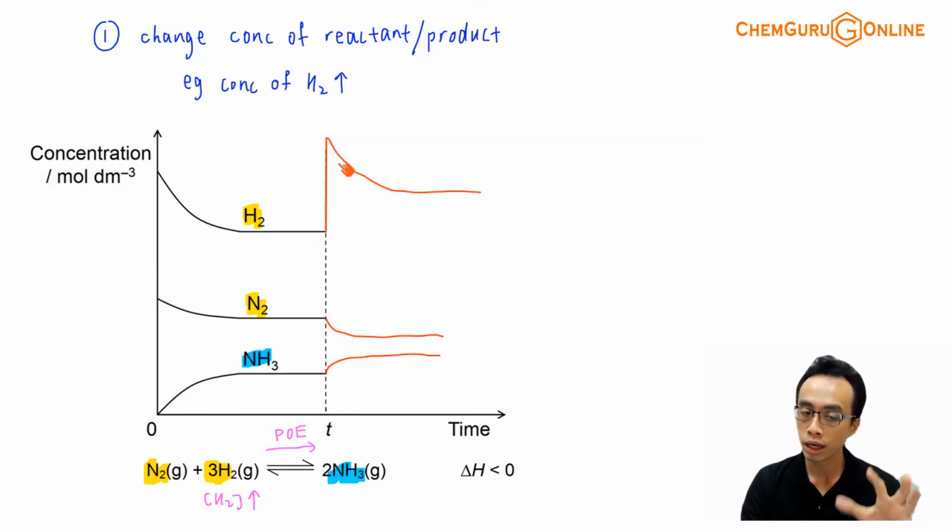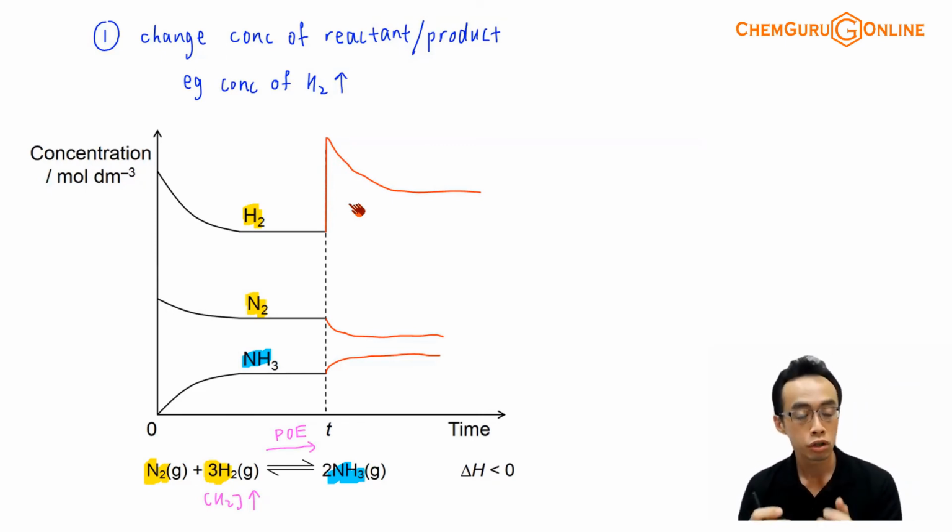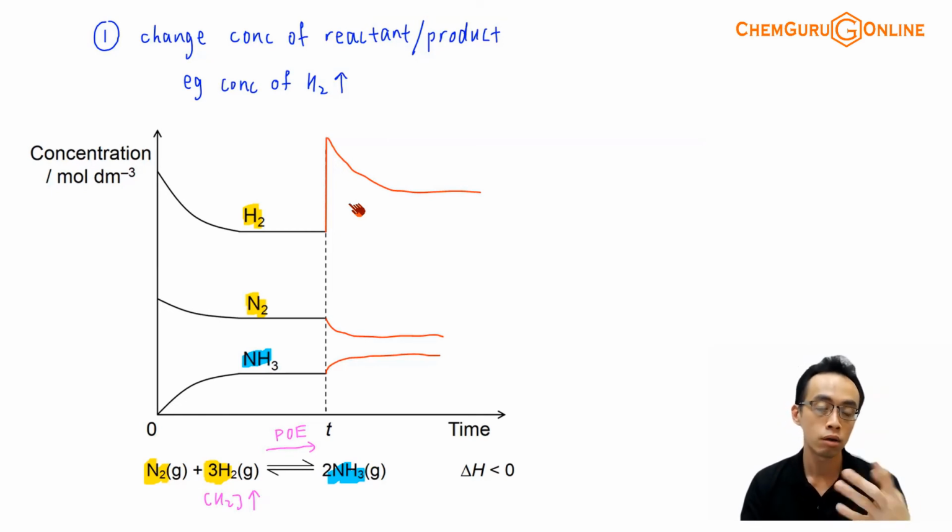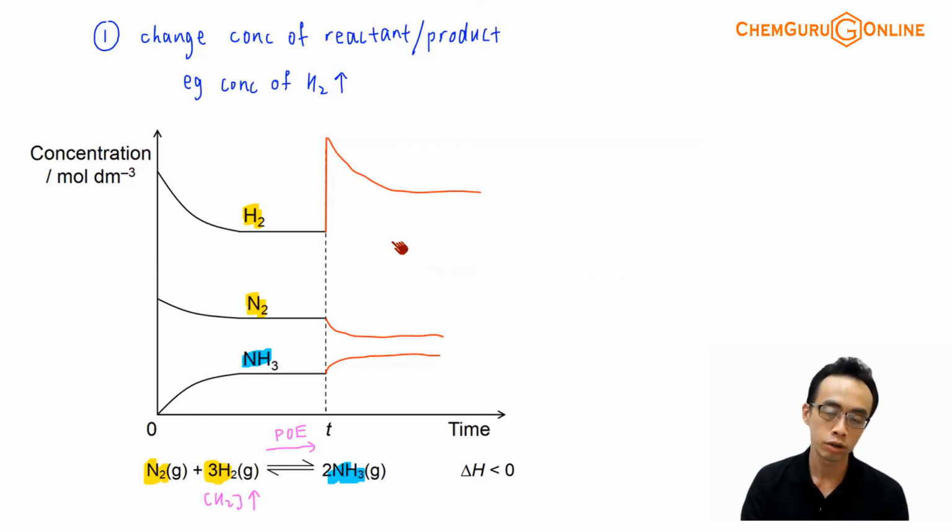So when we encounter a graph like this, when there's only one sharp change in the concentration of a species, sharp increase or sharp decrease, then we know that what we are doing is we are either adding that species or removing that species. I'm changing the concentration of one particular component. So this will be changing the concentration of the reactant or the product. Then we will decide how the system will respond accordingly.